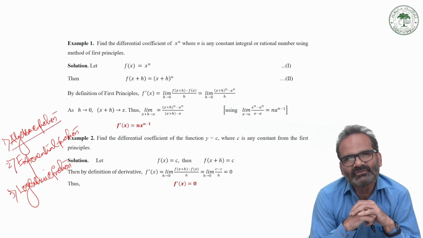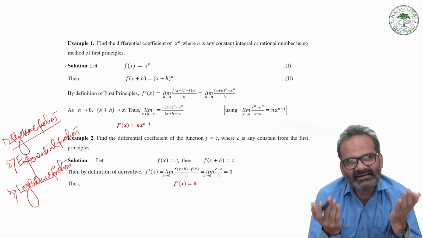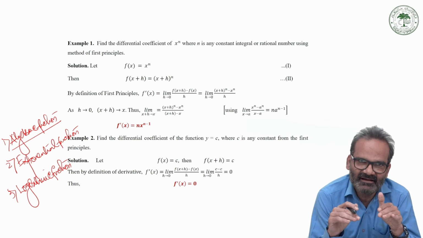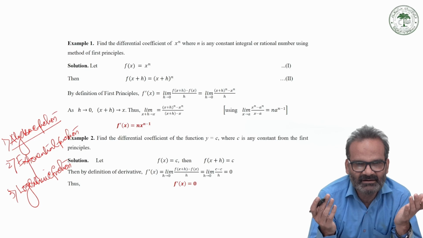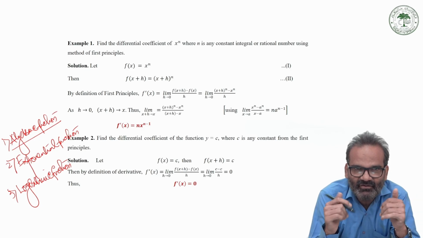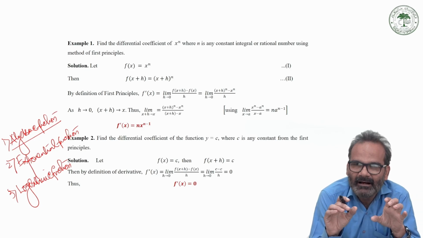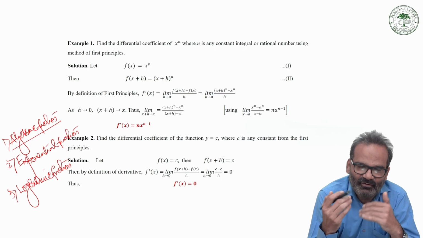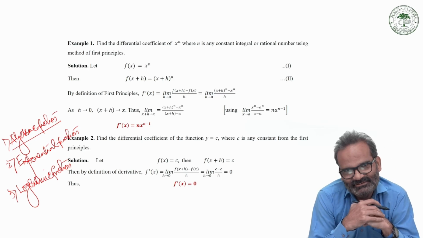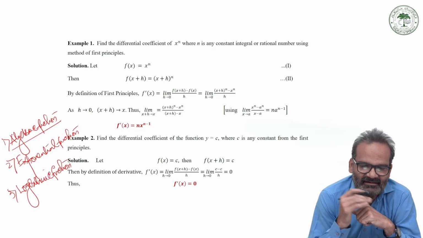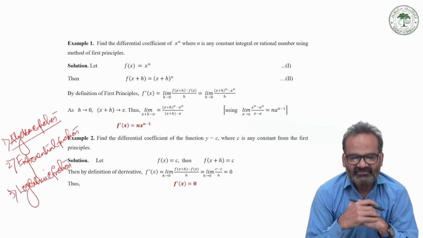Algebraic functions are those functions which involve the variables and their powers, right? All the equations, all the polynomials are algebraic functions. So all those functions which involve the variables or their powers are known as algebraic functions. So x raised to the power n is also an algebraic function. Let us see how we can find out its derivative.